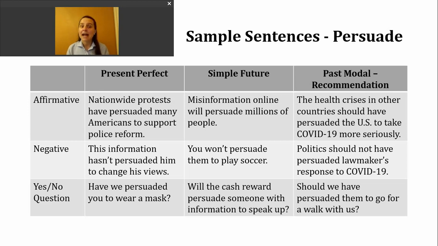Finally, if I want to ask a question in the present perfect, I'm going to start with have or has, then I'll have my subject, and then the participle form of our verb. Have we persuaded you to wear a mask?